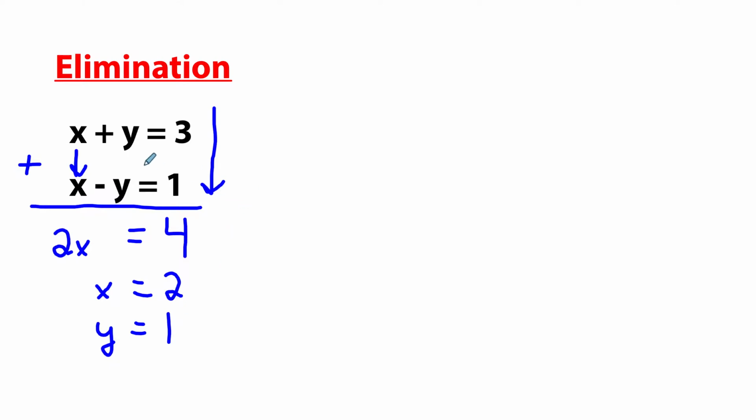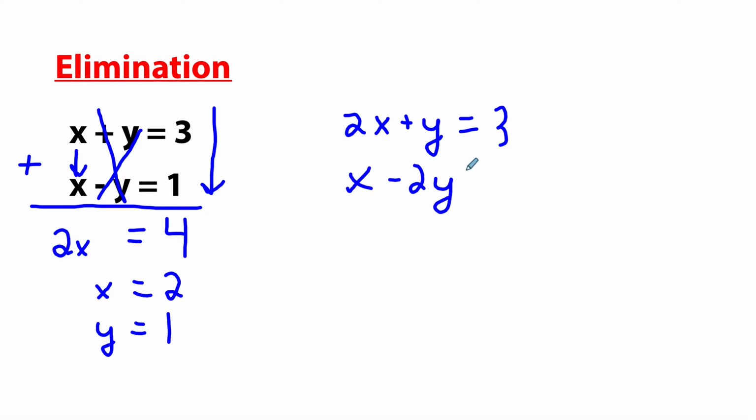Now, here's the thing. Sometimes these problems aren't always going to be this simple. Sometimes I'm going to need to do some work in order to eliminate. Why did I add them together? Well, this allowed me to eliminate these terms because they were exactly the same amount and they had the opposite sign. There was one y here in both cases. One was positive and one was negative. Well, what if instead of x plus y equals 3, it said 2x plus y equals 3, and then x minus 2y equals 1?